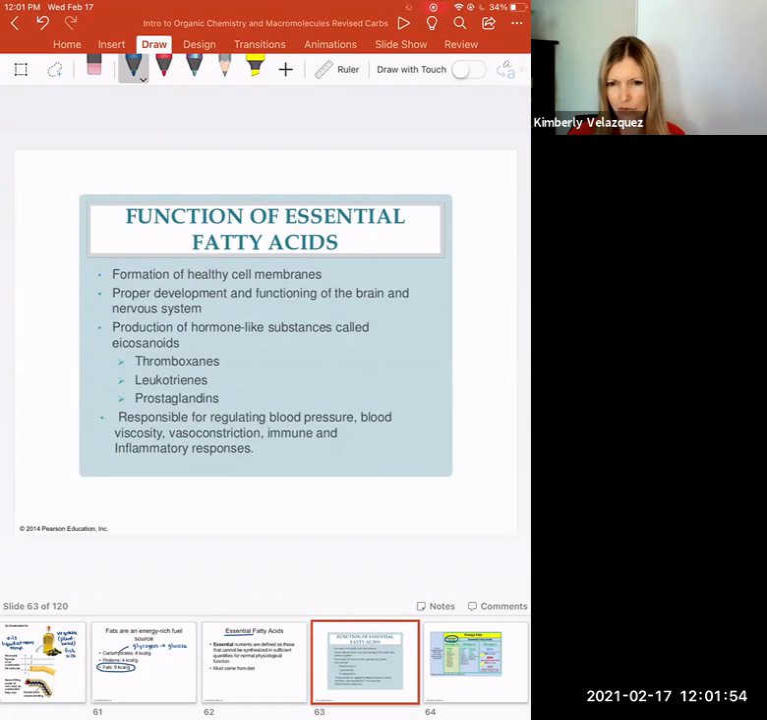So avocados, fish, all the different nuts. Different nuts have different types of essential fatty acids. So like if you only eat cashews, that's not good. You might want to mix in some walnuts or almonds or some other kinds of nuts too. So very, very important.